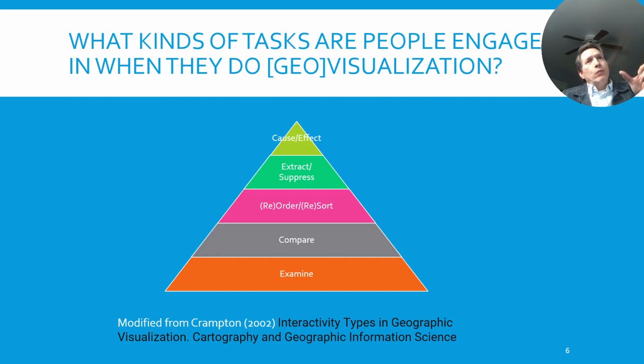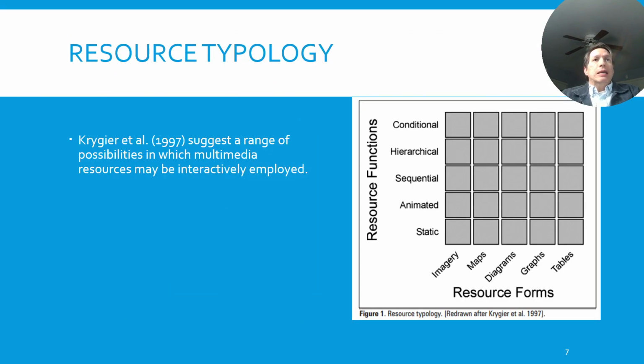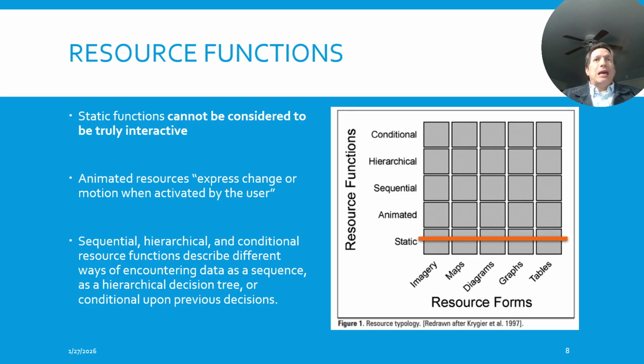Okay, then if we go and look into the resources, we can also have types of resources. And those resources can be aligned with functions. Then we can have different domains or forms of resources. We can have images, maps, diagrams, graphs, tables. And we can interact with them in different dimensions, and we can have different functions. It could be a static, animated, sequential, hierarchical, conditional relationship. The thing is, static functions are not truly interactive.